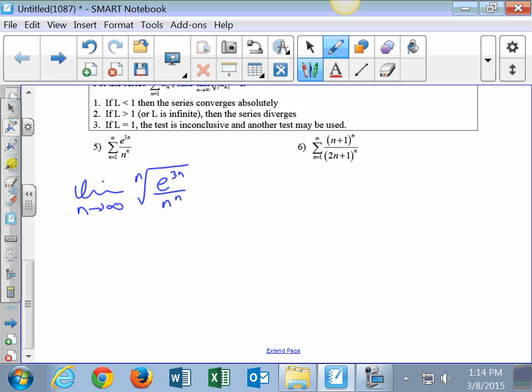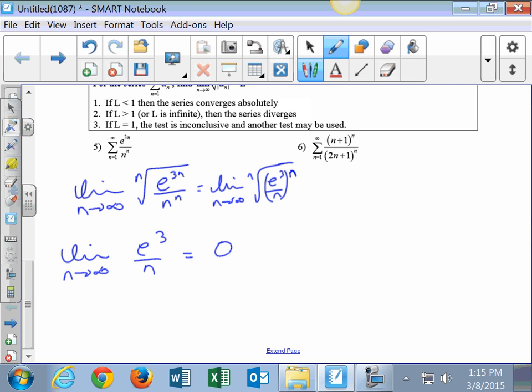If you need to rewrite this so you understand, this is really e to the third all over n, all of that to the nth power. That's what I really have inside that radical. So when I take the nth root of something raised to the nth power, I get just e to the third over n. The numerator is just a constant. So this limit is equal to 0, which happens to be less than 1. Therefore, this series converges absolutely.